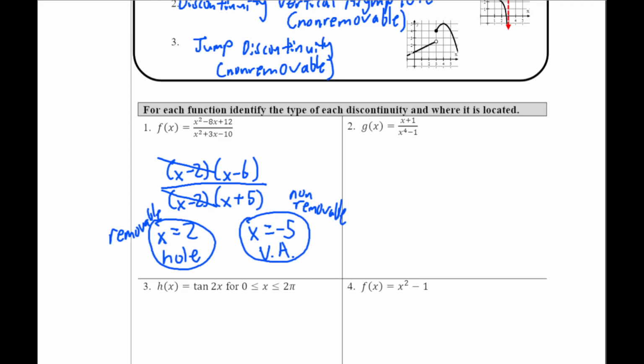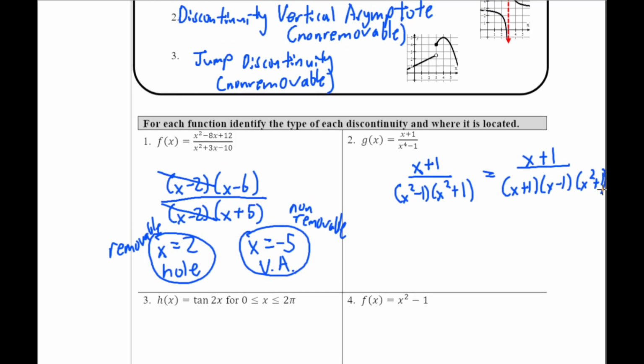Question 2. First thing you should do is factor. You have x plus 1, you can't change anything with that. And then you have x squared minus 1 times x squared plus 1. To factor that again, you have x plus 1 over x plus 1, x minus 1, x squared plus 1. So you see the x plus 1s cancel out on the top and bottom. Therefore, x equals negative 1 is a hole.